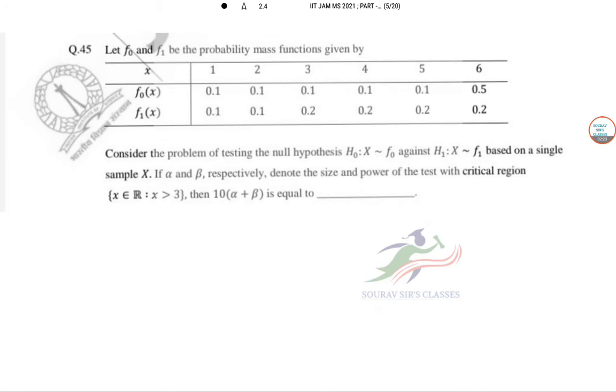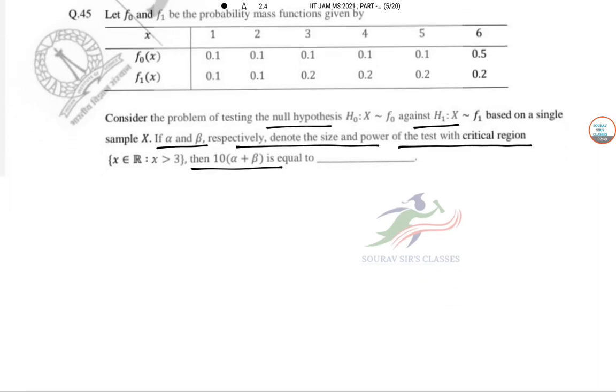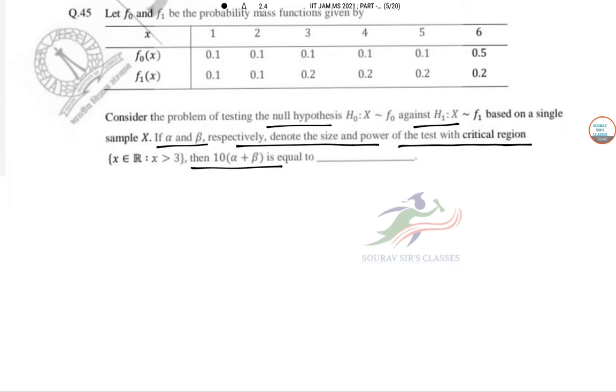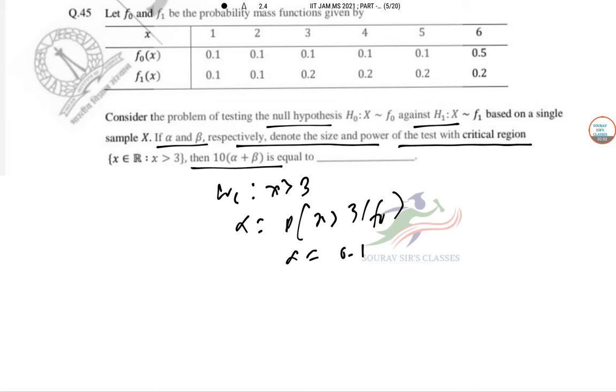F0 and F1 are the probability mass functions given. Consider the problem of testing the null hypothesis H0, f of x equals F0, against H1, f of x equals F1, based on the single sample x. If alpha and beta respectively denote the size and power of the test with the critical region, then 10 into alpha plus beta equals what? So in this case, C is x less than 3, so alpha equals probability of x greater than 3 under F0, so alpha equals 0.1, 0.1, 0.5.